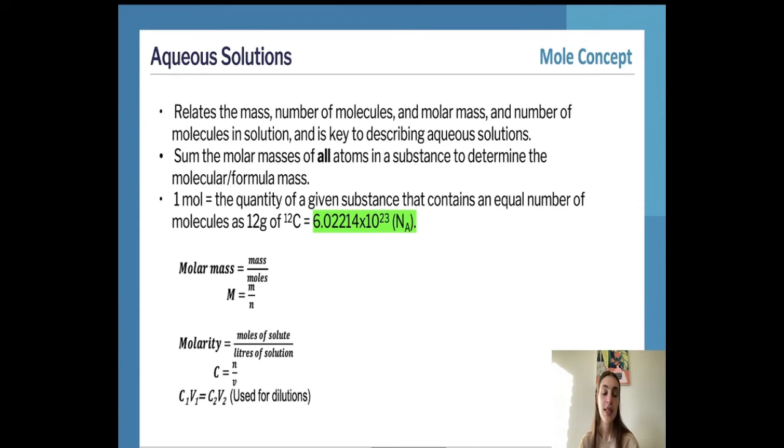And so we also use this formula of C equals n over V. And so, C1V1 equals C2V2. And so this is used for dilutions. And so C1 and V1 are going to be characteristic of our starting solution, whilst C2 and V2 are going to be characteristic of our finishing solution. And so this can be used, for example, if we're starting off with our solution of NaCl in water, and we know that we start off with a concentration of 1 molar and we have 10 mL of our solution.